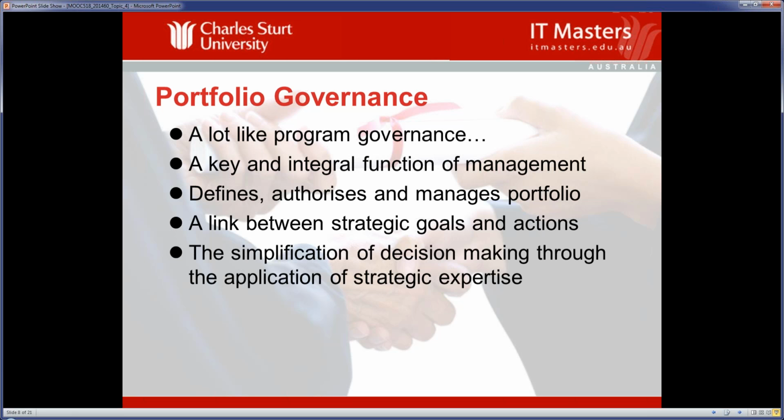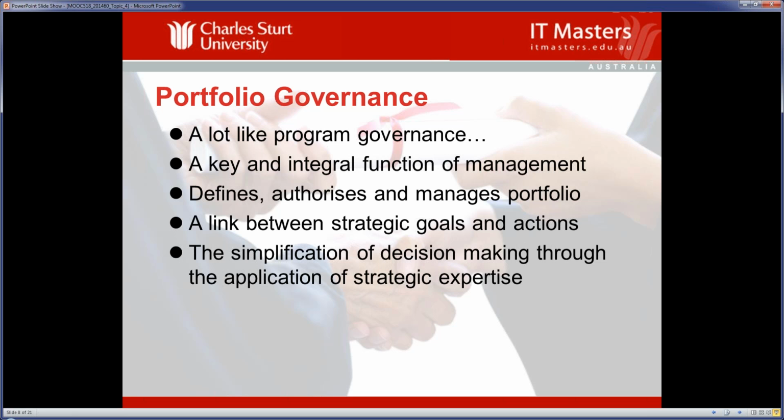Here's another simplistic way of trying to say this. Portfolio governance is the simplification of decision-making through the application of strategic expertise. This is trying to be a powerful statement here. Let's see if it works. Simplification of decision-making is a way of saying we don't want decision-making methods that are not conducive to the strategic outcomes. We're simplifying it because we want the decision-making to be aligned. We want it to be supportive of the strategic goals. We don't want it to be unnecessarily complex. We do that through the application of strategic expertise.